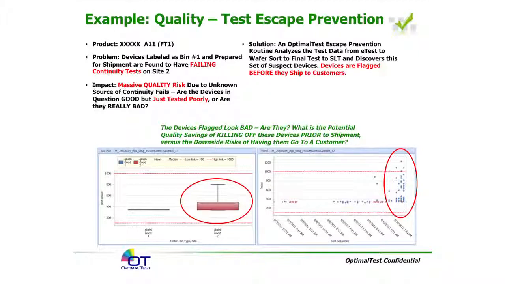And we can use that data to really ensure that the parts that should get shipped are getting shipped, and parts that shouldn't get shipped are getting killed and not reaching the customers. Let's take a look at some examples of the kinds of escapes that we've discovered at customers, and I need to tell you that it's quite remarkable.